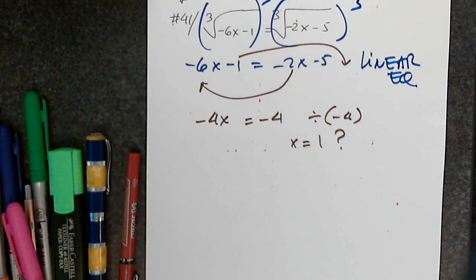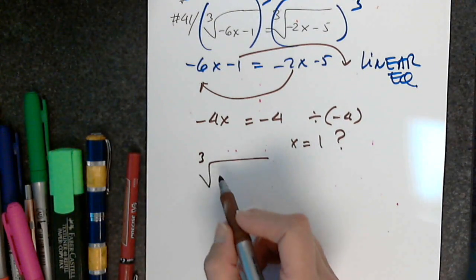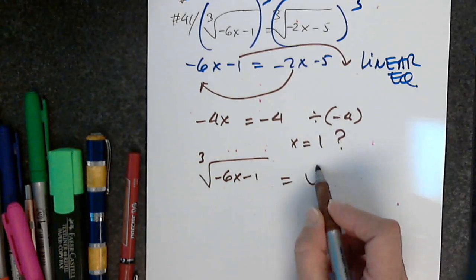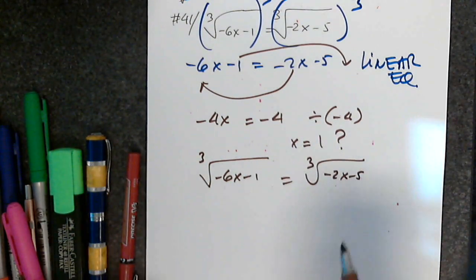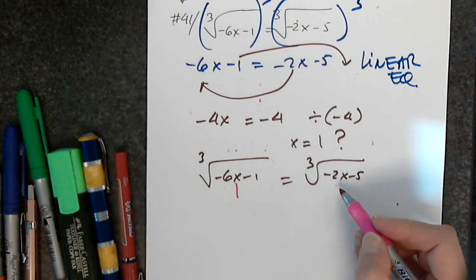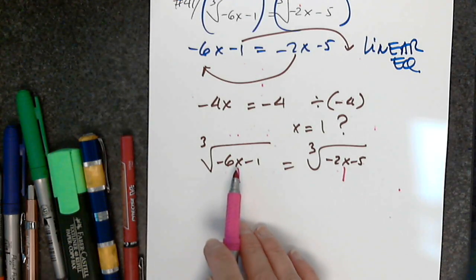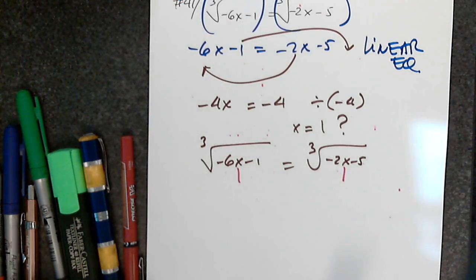Now, here's a little inside information, if you want. Every time we raise to an odd power, all solutions will work. Whatever we get, they will all work. But I still have to show that I checked to make sure. So this is the cube root of negative 6x minus 1, and this is the cube root of negative 2x minus 5. And I am checking 1. So how much is negative 6 times 1? Negative 6 minus 1?